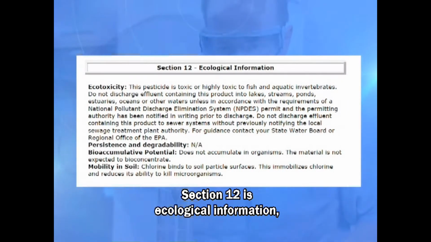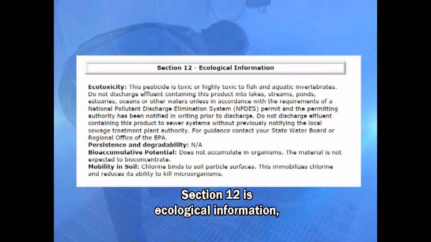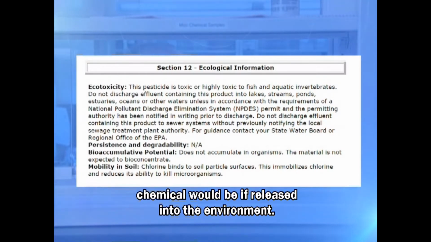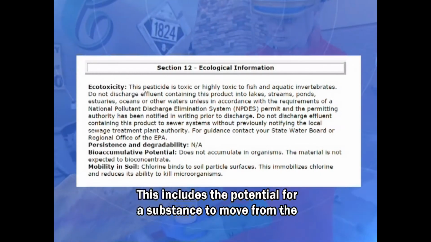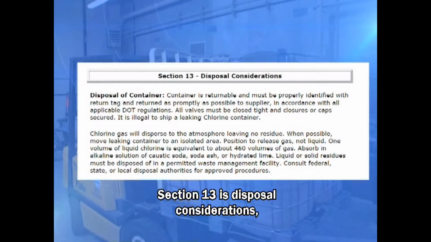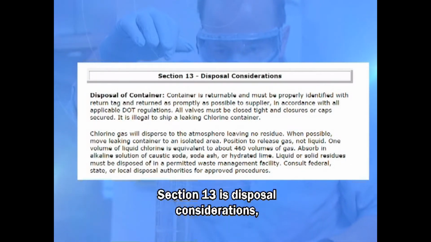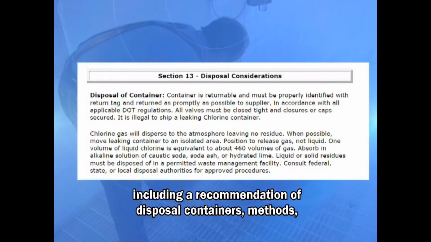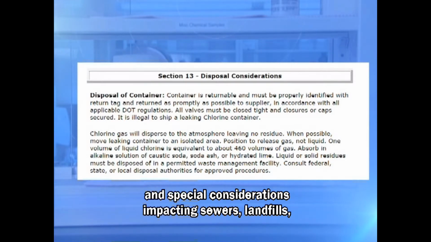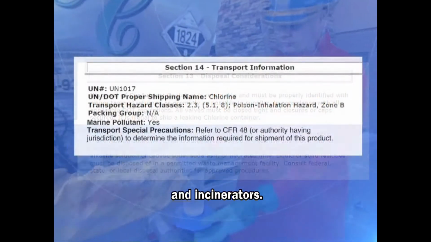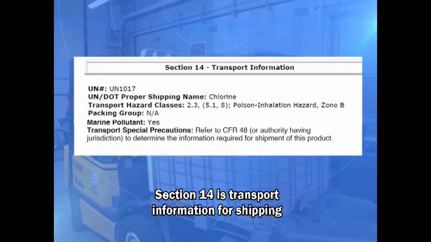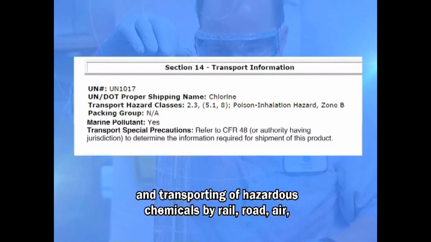Section 12 is ecological information, providing detail on what the environmental impact of the chemical would be if released into the environment. This includes the potential for a substance to move from the soil to groundwater sources. Section 13 is disposal considerations, including a recommendation of disposal containers, methods, recycling possibilities, and special considerations impacting sewers, landfills, and incinerators.